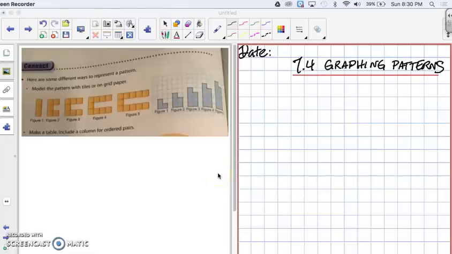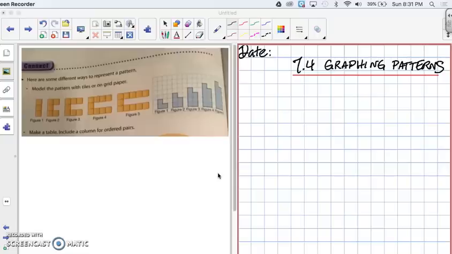Recording now, this is lesson 7.4 on graphing patterns. Before watching the recording, please make sure that you have a graph sheet of paper in front of you, along with a pencil, a ruler, and perhaps a different colored pen if you would like one. So if you need to pause the recording to grab those items, please feel free to do so.